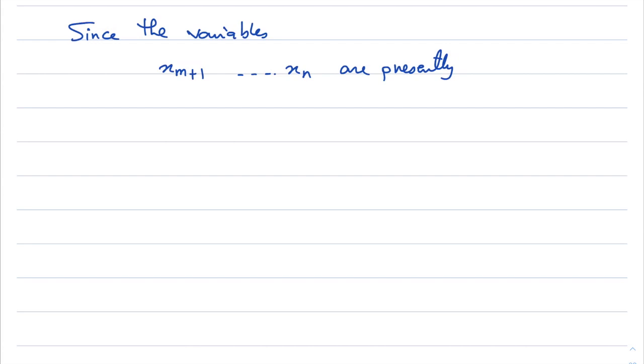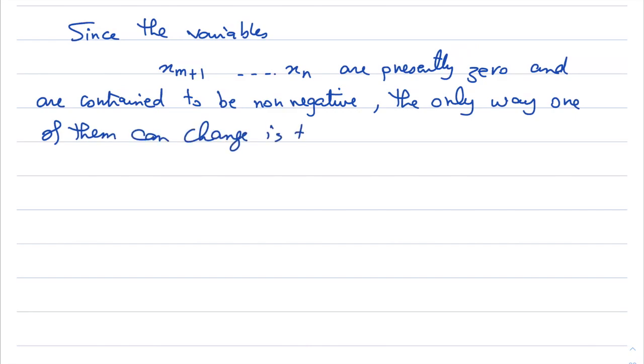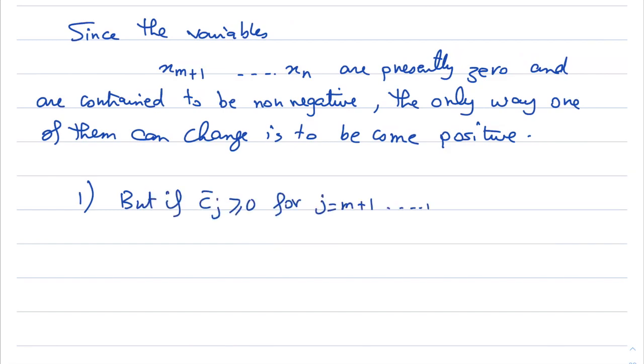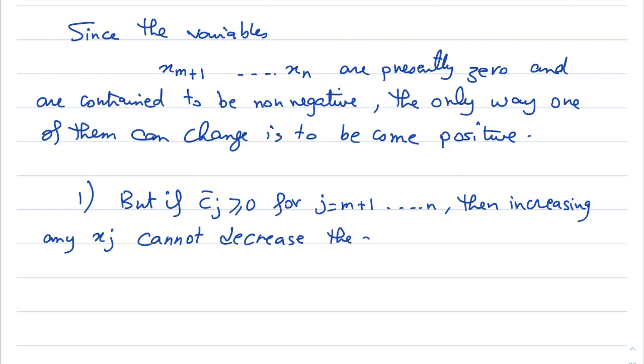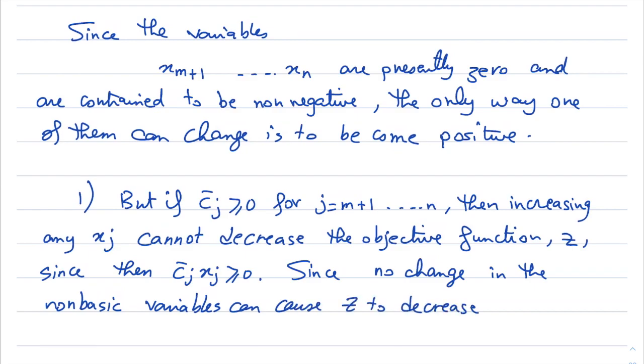So, this is the proof. Since the variables x_m+1 until x_n are presently 0 and constrained to be non-negative, the only way one of them can change is to become positive. But if c bar j is greater or equal to 0, then increasing any x_j cannot decrease the objective function z, since these coefficients are greater or equal to 0. Since no change in the non-basic variables can cause z to decrease, the present solution must be optimal.